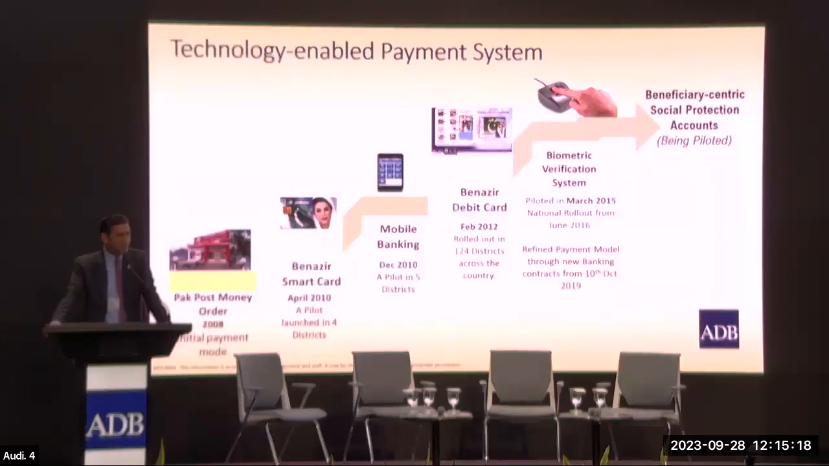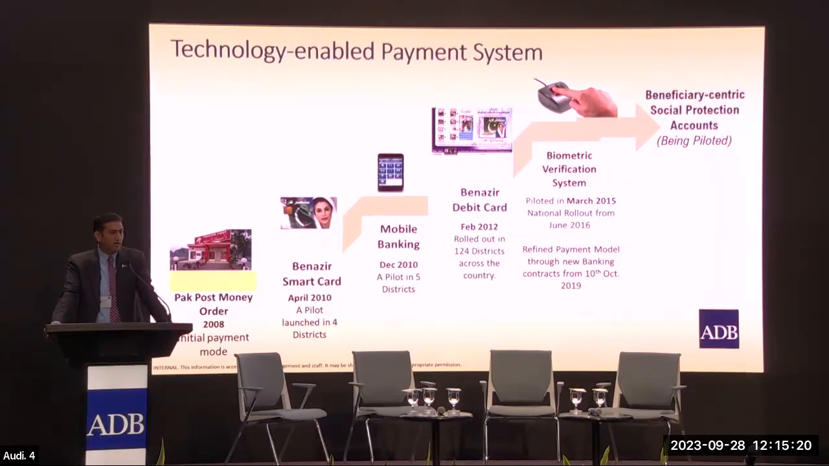The third strength that we have is the technology-based payment systems. And that too, we evolved over the period of the last 15 years, started with the money orders back in 2008, tested the debit card, and now we have biometric-based payment systems in place. So in our regular programs, or even during the COVID or the flood, we use this technology of biometric-based verification system to disburse the cash assistance to the poorest of the poor.